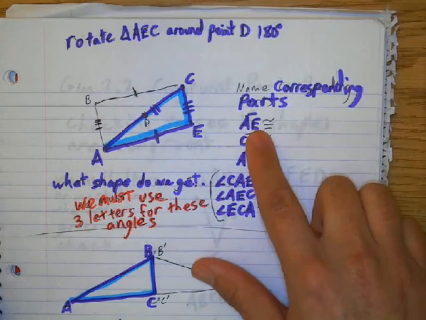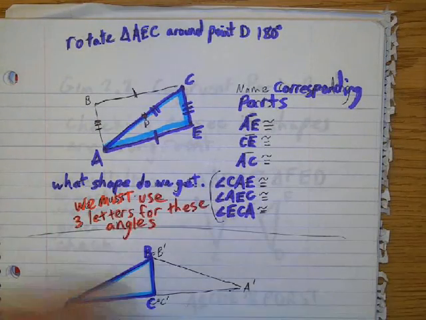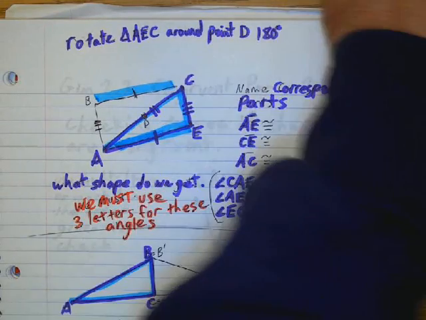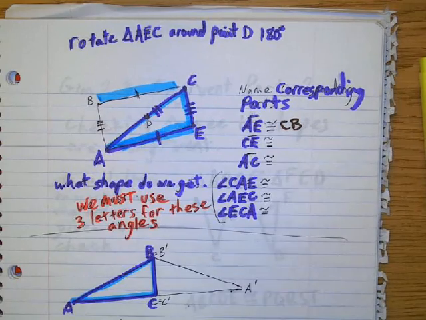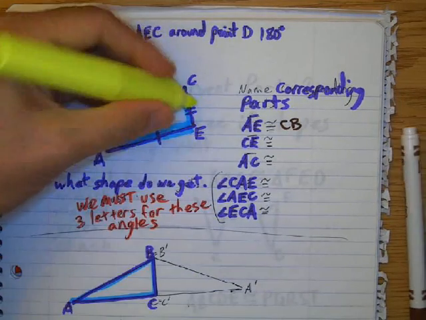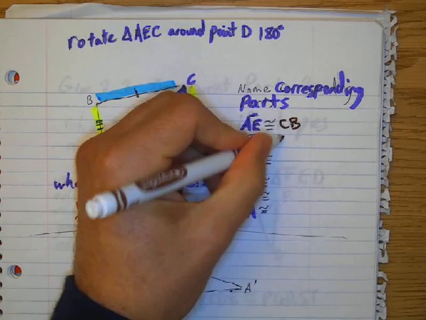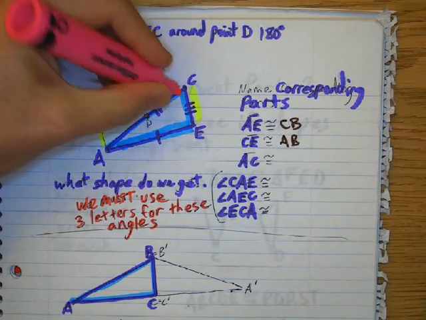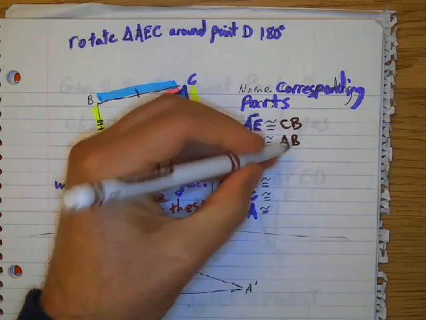So now we're going to name the corresponding parts. AE is this one with 1 mark, so this one with 1 mark is going to be CB. CE is the one with 3 marks, so the one over there with 3 marks is AB. And since on both triangles they share the same middle side, I'm going to say AC is congruent to AC.